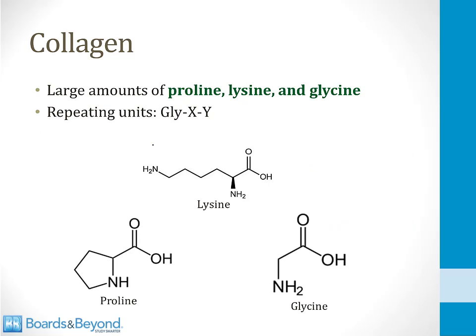Collagen contains large amounts of three amino acids, proline, lysine, and glycine. These are their structures shown on the screen here. And it's often made up of repeating units of a glycine amino acid followed by two others. The two others may be proline, or they could be lysine, or they could be some other amino acid. So what this means is much of the collagen is made up of glycine, less of it is made up of other amino acids, but among those other amino acids, proline and lysine are very common.